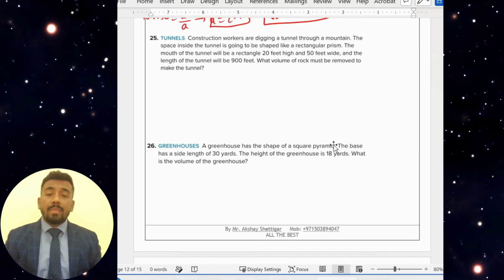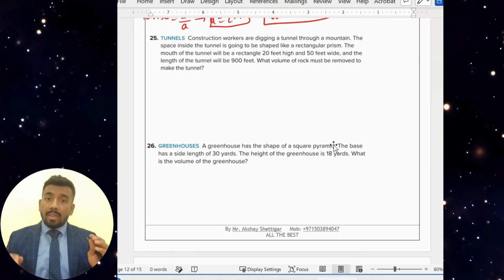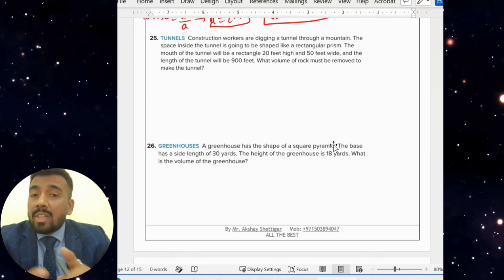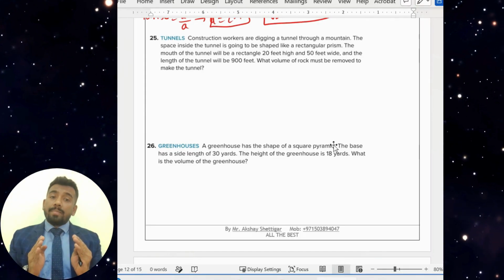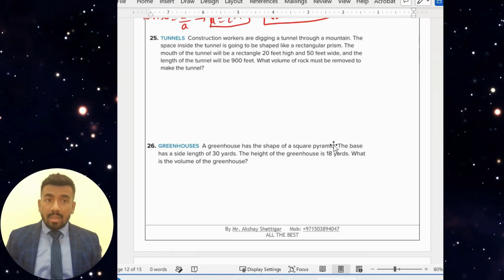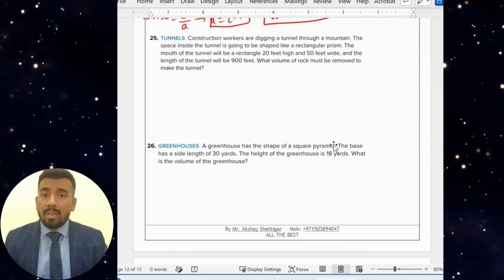Now these are the real world problems. They have given the questions in English, they have not given you the figure. So from this, you need to draw a figure and then solve it. It's just one step ahead from the previous one, so you don't have to worry.